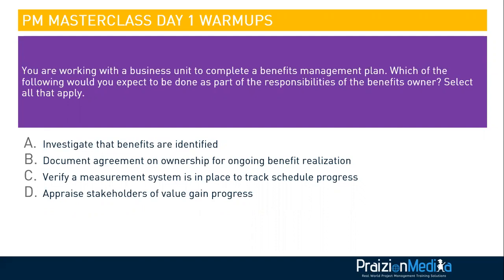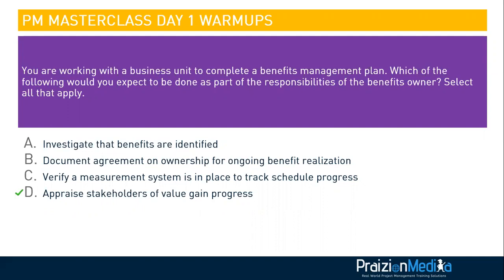All right, if you need more time, hit the pause button. 3, 2, and 1. So go into option D, using the process of elimination. It reads, appraise stakeholders of value gain progress. Remember, it says select all that apply. So we're going to put a tick. That applies. How do we know this? Well, a lot of this stuff is in the PMBOK Guide in section 12.6.2, page 33. But in addition to that, the PMP exam content outline contains these specific tasks.